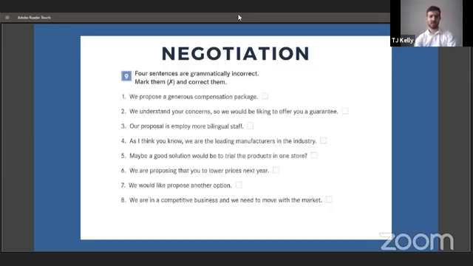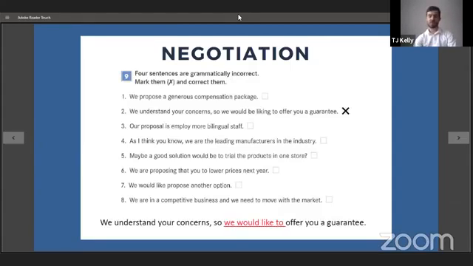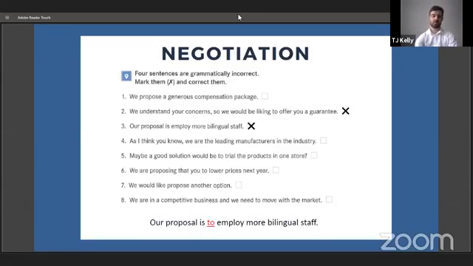The second sentence says, we understand your concerns, so we would be liking to offer you a guarantee. Now, it sounds like there's a few too many words in there. To correct the sentence, I would say, we understand your concerns, so we would like to offer you a guarantee. The third sentence says, our proposal is employ more bilingual staff. That's nearly right. I can see what they're getting at, but to correct it, I would say our proposal is to employ more bilingual staff.